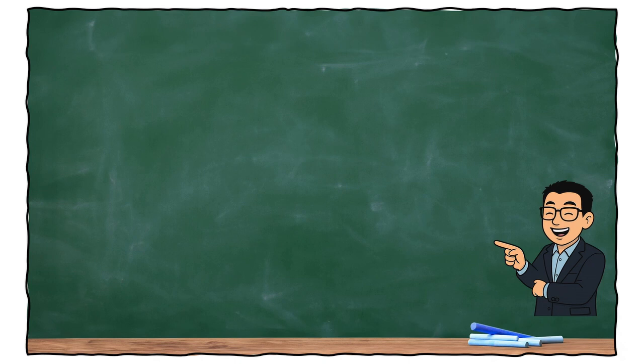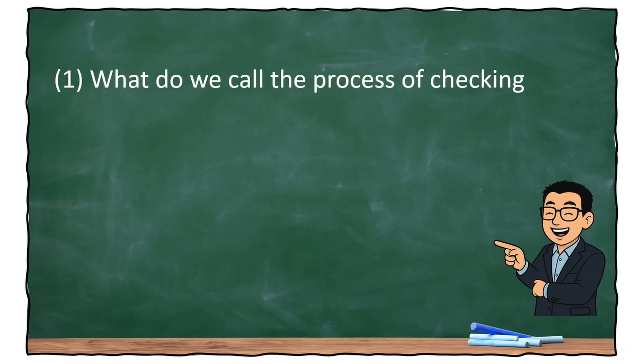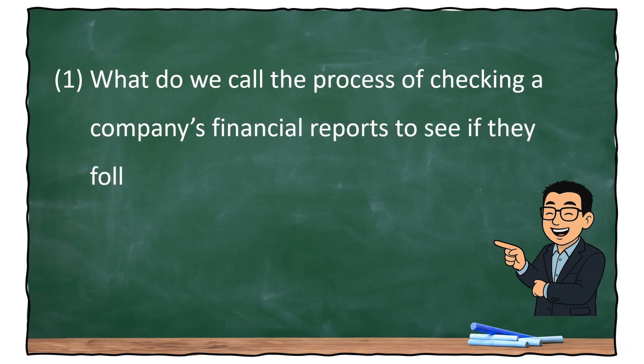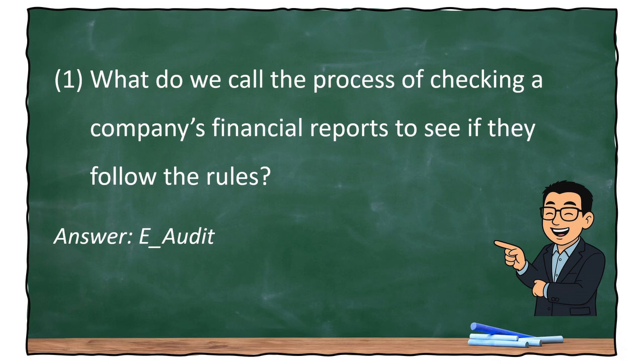Let's look at number 1. What do we call the process of checking a company's financial reports to see if they follow the rules? The answer is E. Audit. An audit is the process of examining financial records to ensure they follow accounting standards.